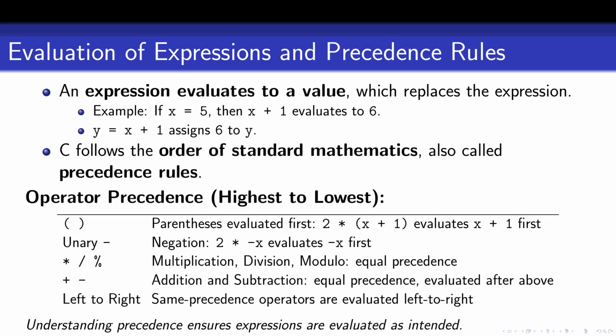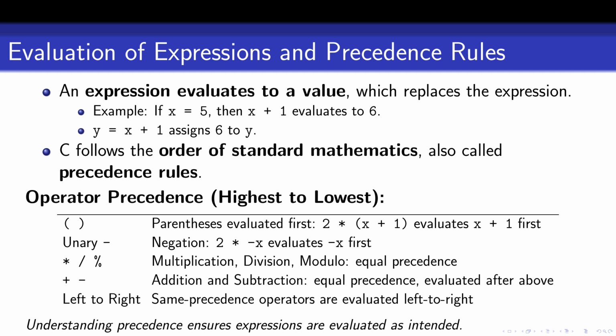Now that we've covered expressions, let's look at operator precedence, how C determines which part of an expression to evaluate first. Just like in regular math, operations in C follow a specific order. Expressions inside parentheses are evaluated first. Then, negation using unary minus comes next. After that, multiplication, division, and modulo operators are evaluated. Finally, addition and subtraction are performed.